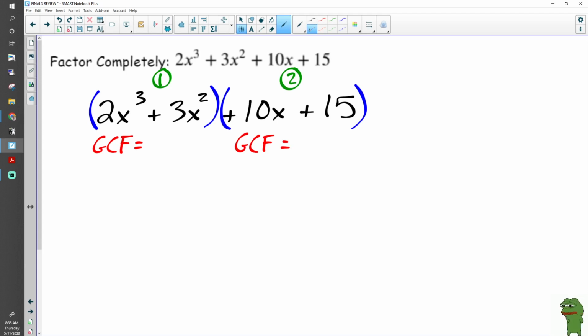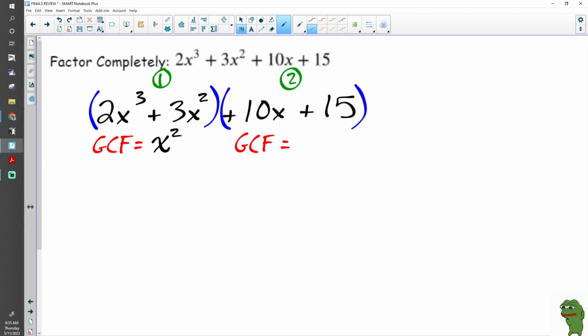We have at least an x. Can I take more than 1x away? I can take an x squared out. I want to take as much as I can. If we took an x away from both, they'd still both have x's. So we're going to take away 2 of them, x squared. Okay, so we're going to take out an x squared.